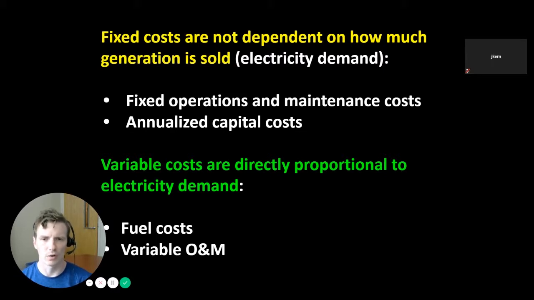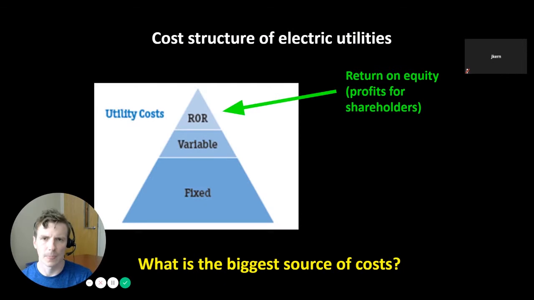Variable costs are costs that utilities experience that do change proportionally with how much electricity that they sell. And so these would be fuel costs, so how much coal they need to buy or how much natural gas they need to buy in order to produce electricity, as well as variable operations and maintenance costs.